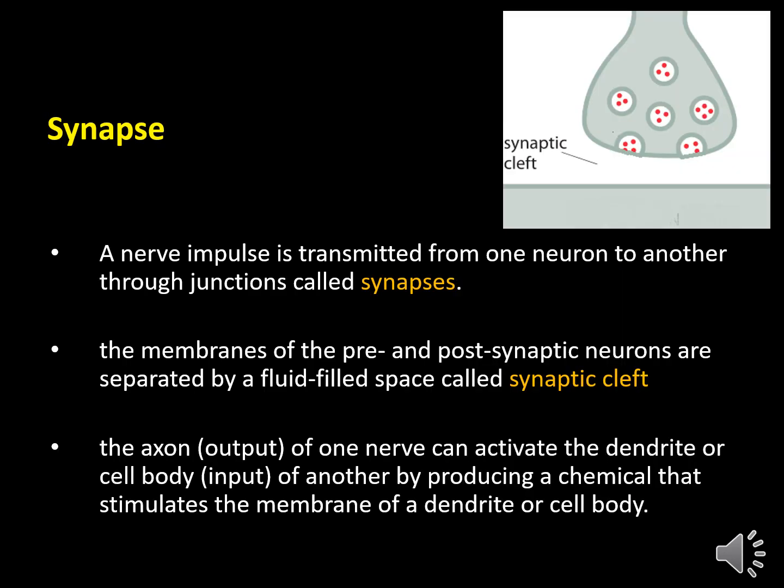Synapse. A nerve impulse is transmitted from one neuron to another through junctions called synapses. The membranes of pre and post synaptic neurons are separated by a fluid-filled space called the synaptic cleft. The axon of one neuron can activate the dendrite or cell body of another by producing a chemical that stimulates the membrane of a dendrite or cell body.